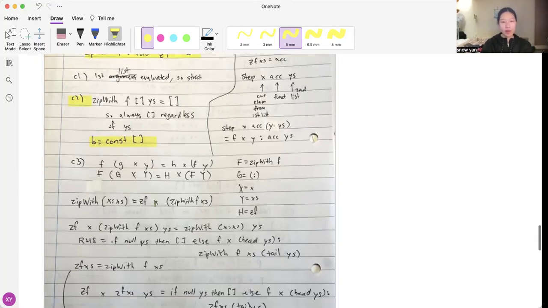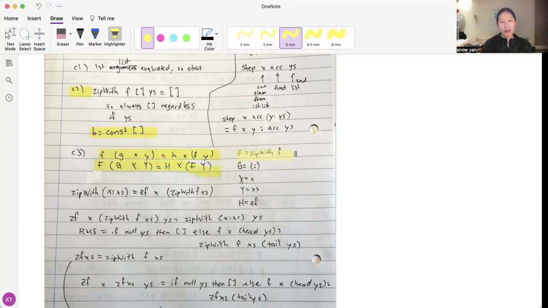And then the third part of the condition is the classic we know, f of g of x y is equal to h of x of f y. But I'm writing it capitalized just to avoid repetition because we have f here, right? So we don't want to mix up the smaller f and the F over here. So we just basically plug in what we know. F is our zip with f, g is the cons, x is equal to x, y is equal to xs, h is equal to zf. So we just plug it in and we get this.